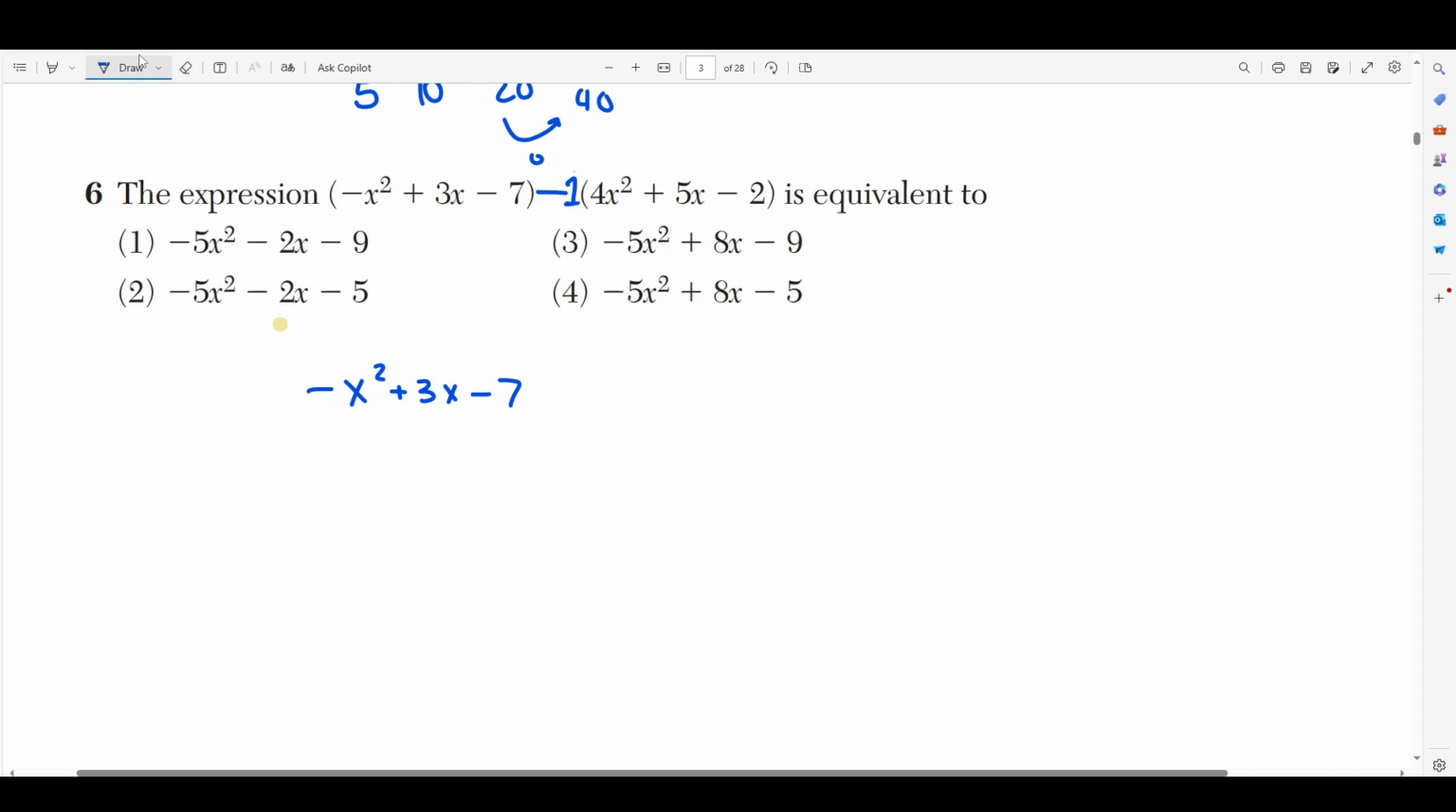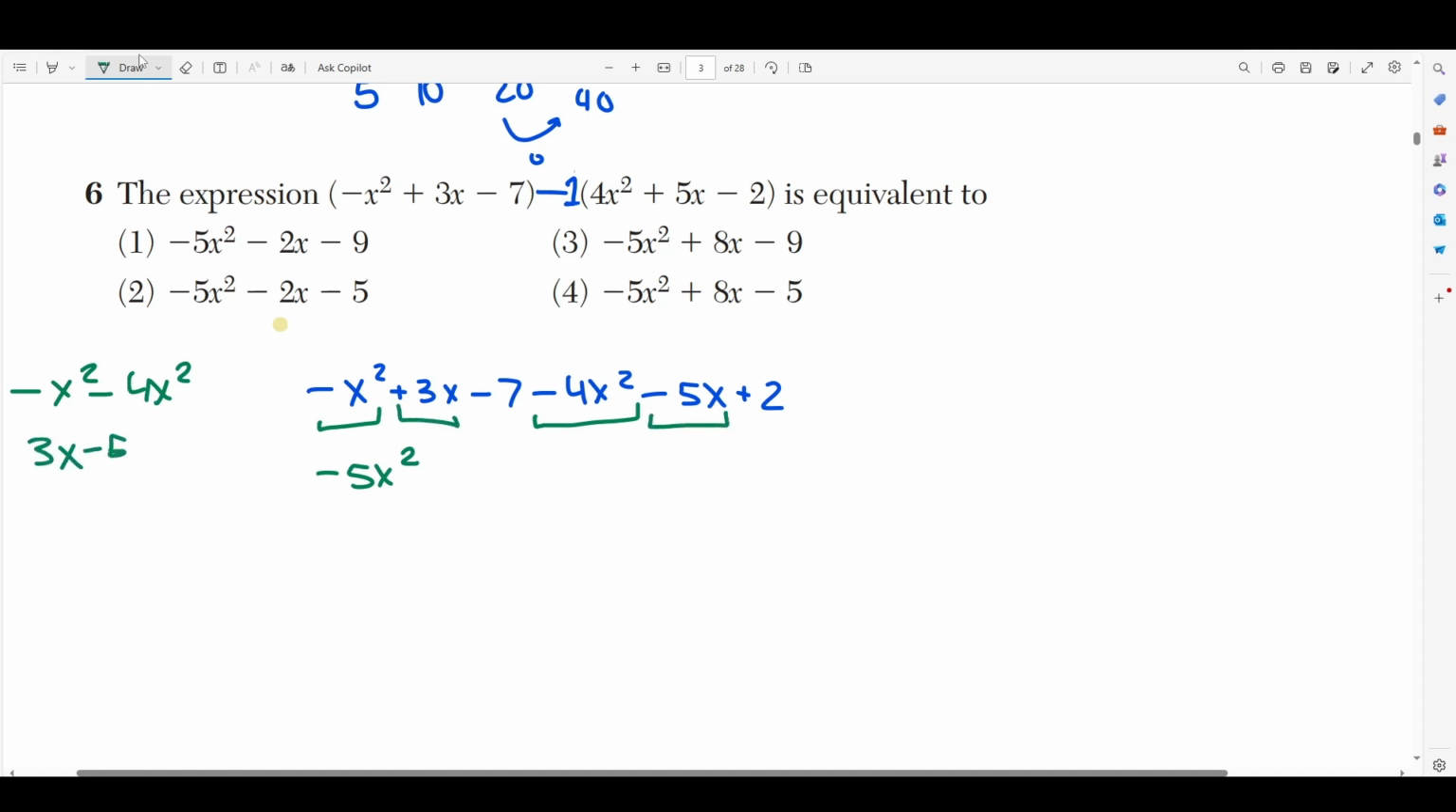So negative 1 times 4x squared is negative 4x squared. Negative 1 times 5x is negative 5x, and negative 1 times negative 2 is positive 2. So now, let's just combine like terms. Here, we're going to combine negative x squared and negative 4x squared. So negative x squared minus 4x squared is equal to negative 5x squared. Next, we're going to combine positive 3x and negative 5x, so 3x minus 5x. I'm just writing on the side so you see what I'm doing because it could be hard to follow, but pretty much I'm matching up like terms. So 3x minus 5x is minus 2x, right? And finally, I have to pair up negative 7 and 2. So negative 7 plus 2 is negative 5, which is going to be answer choice 2.